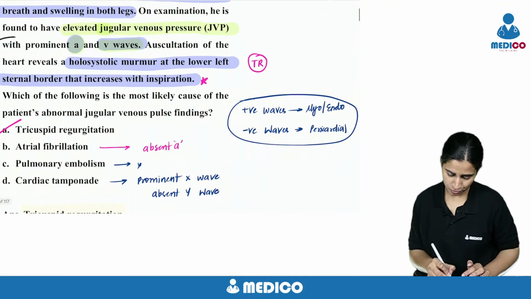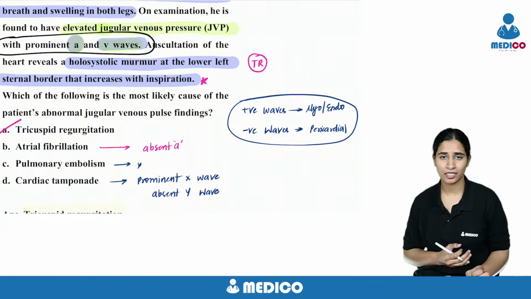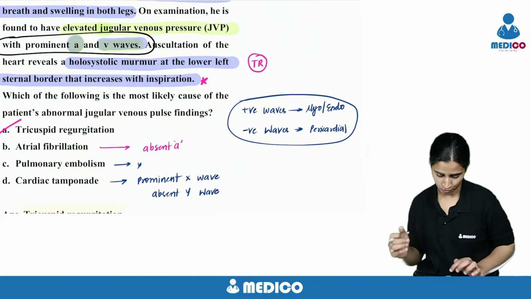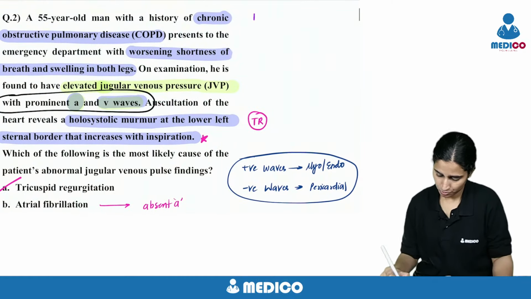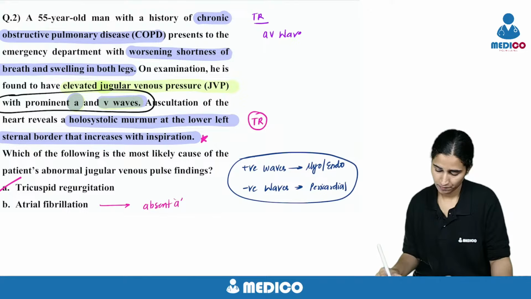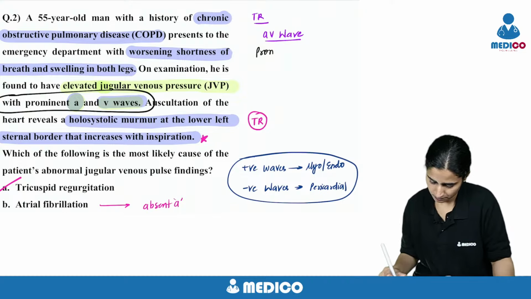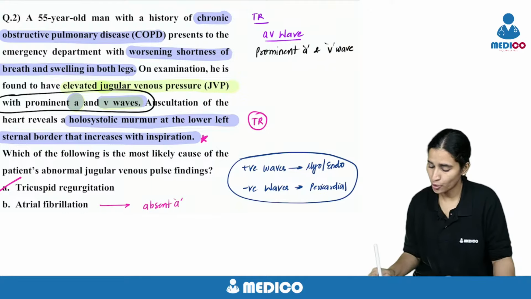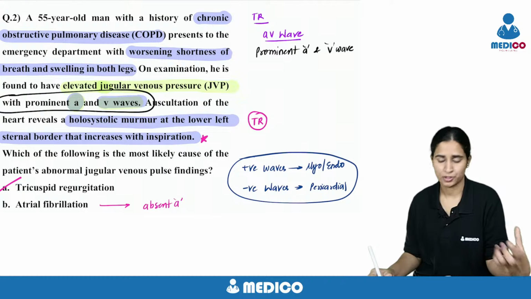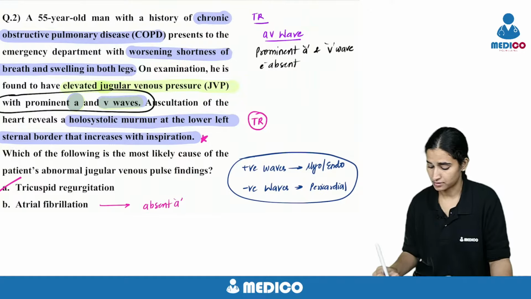And one more thing you have to note down in the question is there are prominent A and V waves with absent X descent in tricuspid regurgitation. Very important. In tricuspid regurgitation, you call it an AV wave. Why? Because there are prominent A and V waves with absent X descent. I'll show you how it will be seen also, because sometimes they'll give you the picture. Prominent A and V wave with absent X descent. Very important.